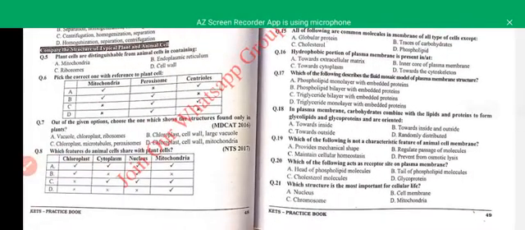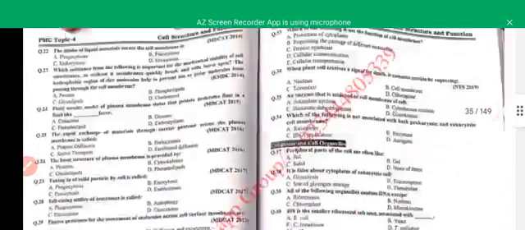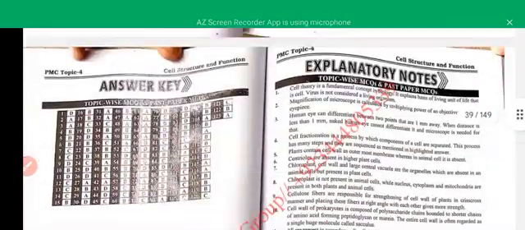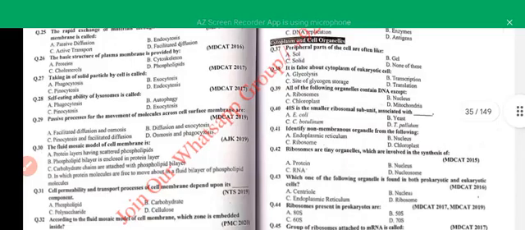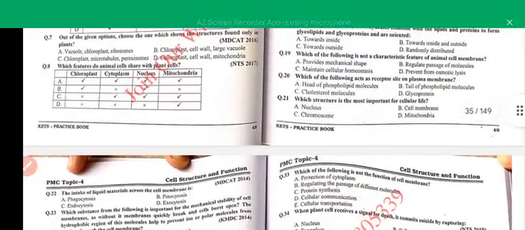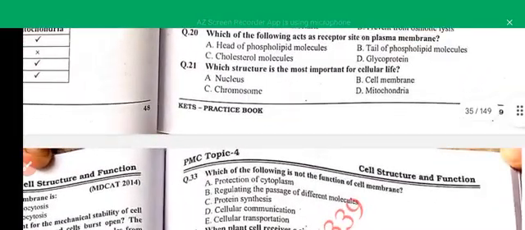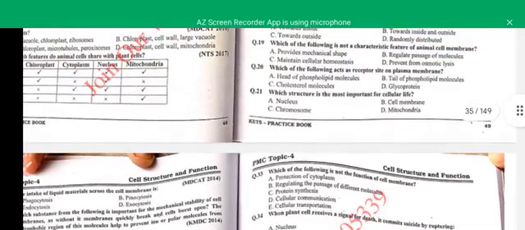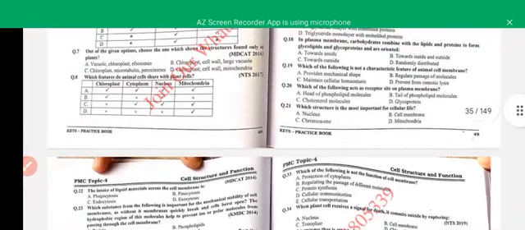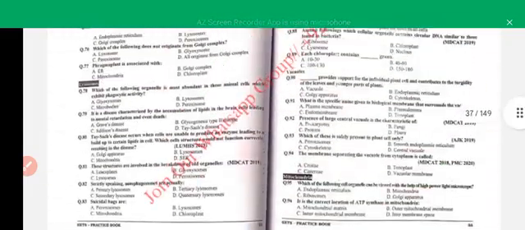19, it does not prevent osmotic lysis, good. Then, which structure is the most important for cellular life? Nucleus, chromosome, cell membrane, and mitochondria. For cellular life, the cell membrane is most important. If there is no cell membrane, there is no cell. So the correct option for 21 must be B. Okay.